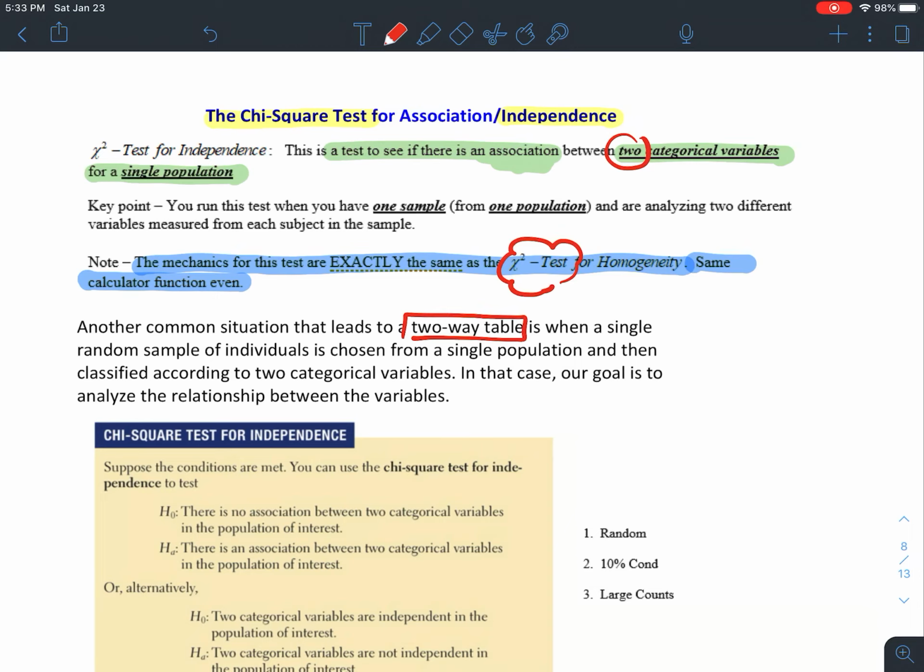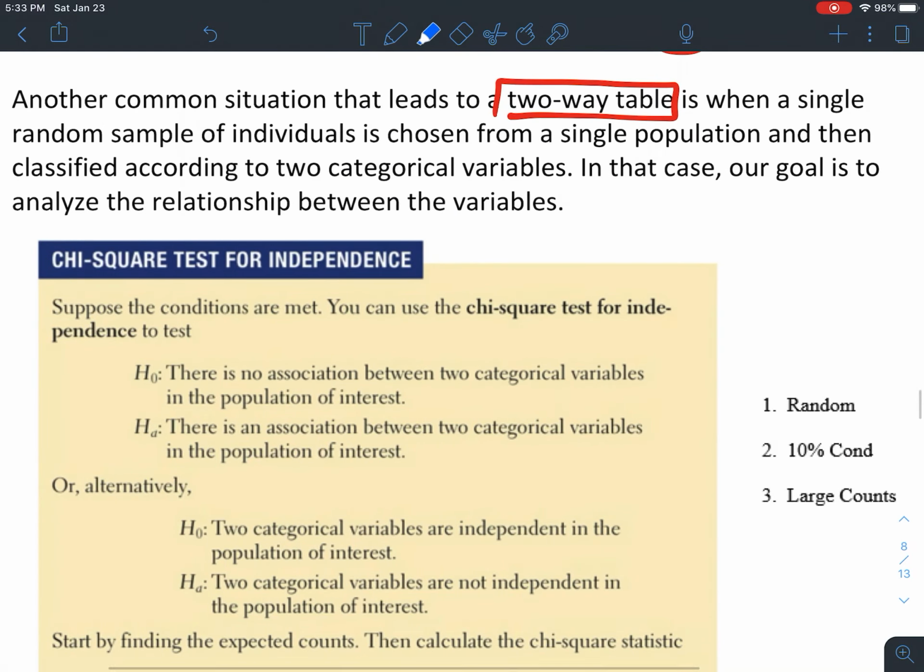Okay, now the key is this type of test also lends itself to presenting itself as a two-way table. So we have to be careful. When you see two-way tables, it doesn't necessarily mean it's always going to be a chi-square test for homogeneity. It could be a chi-square test for independence, okay? So let's take a look at how the hypotheses are drafted for this particular test.